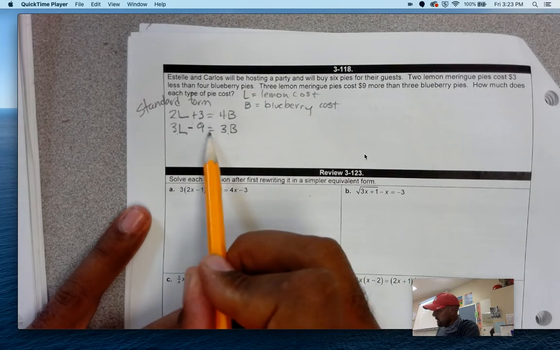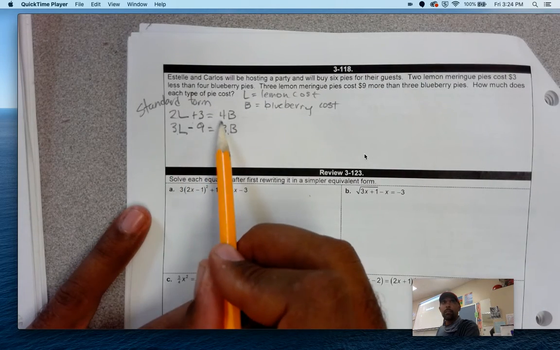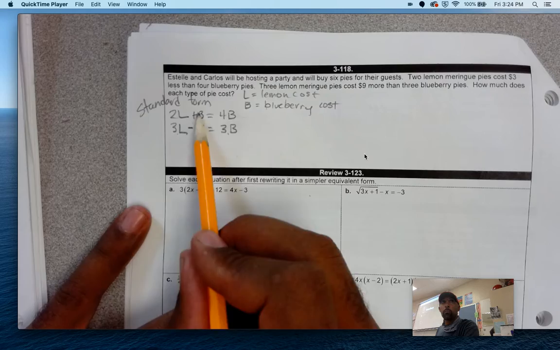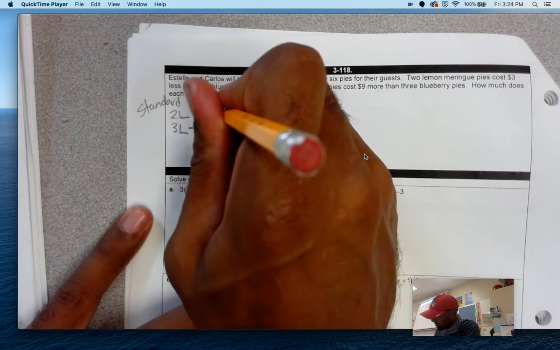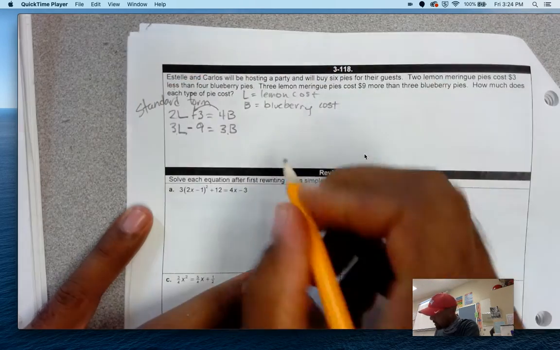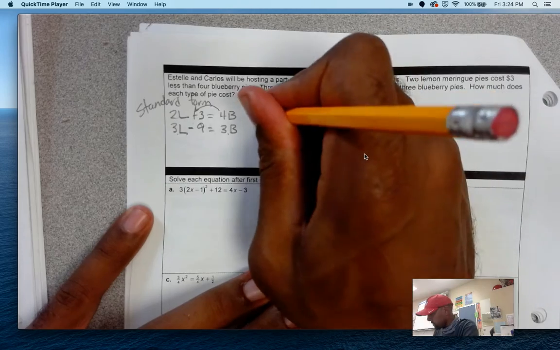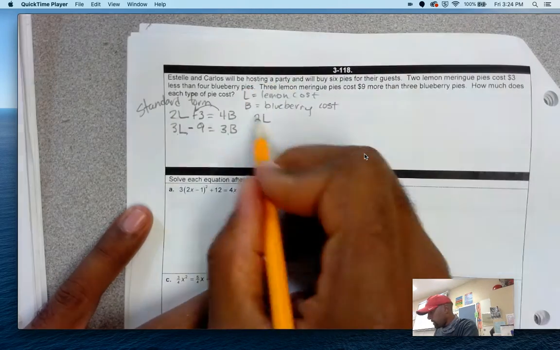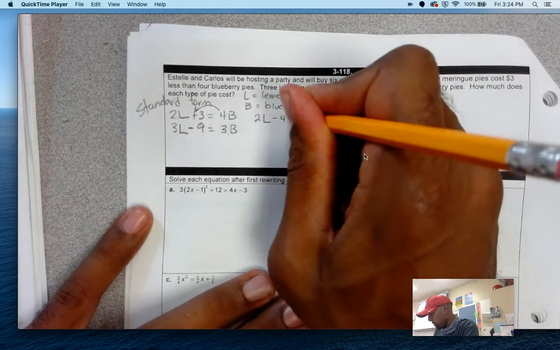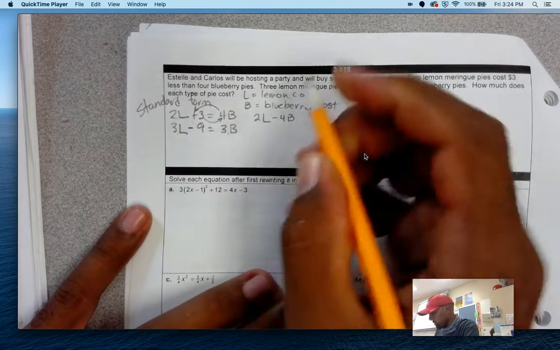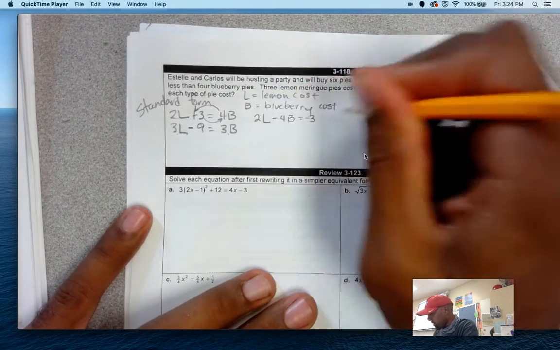Okay, in order to put in standard form, I need the variables on the left and this number on the right. So what I'm going to do, kind of the shortcut, I'm going to take that and just switch it over there. So now it's 2L, and if I switch it, now it's minus 4B. And then I'm going to switch this over to the right. So now it's negative 3.